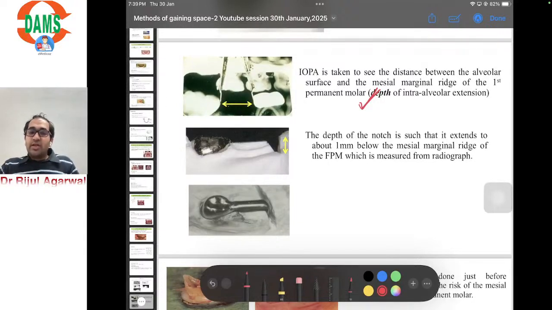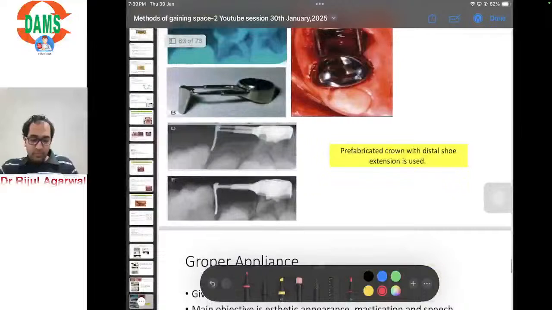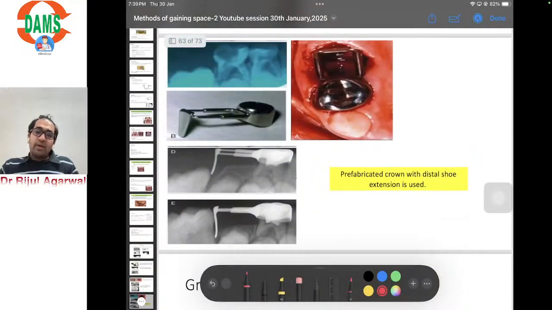The depth is such that it should extend 1 mm below the mesial marginal ridge of the erupting first permanent molar, which is measured from the radiogram. Now the extraction, if planned, should be done just before the cementation to minimize the risk of mesial migration of the first permanent molar. The band and crown is tried after extraction and the IOPA is taken to confirm the position of the intra-alveolar extension. Sometimes a prefabricated crown along with distal shoe extension is also used to provide a functional need for it.